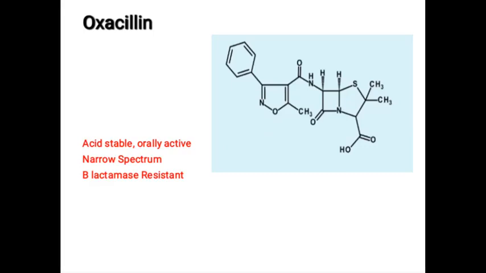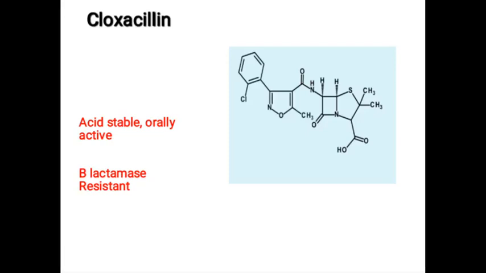Okay, now we have oxacillin. As you can see, oxacillin has got a bulky electron withdrawing group right there, which is making it acid stable, orally active, and also beta-lactamase stable. Perfect. Okay, next. Then the same applies to cloxacillin. It has got a bulky electron withdrawing group right there, making it acid stable and beta-lactamase resistant.